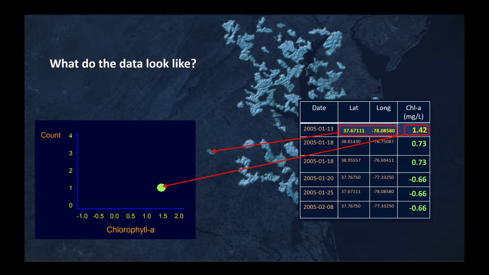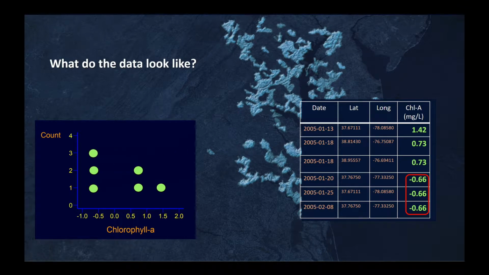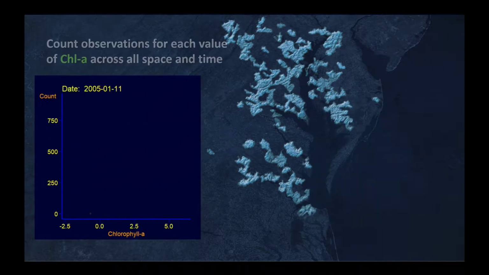The next 2 observations have a value of 0.73. The next 3 observations have a value of minus 0.66. Let's cue in the music as we continue our count across all 17,000 observations, across all watersheds, and across all years.